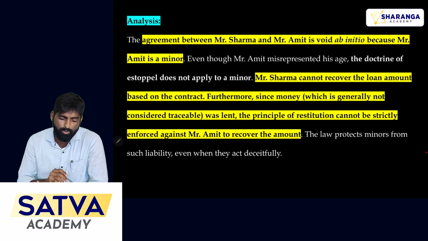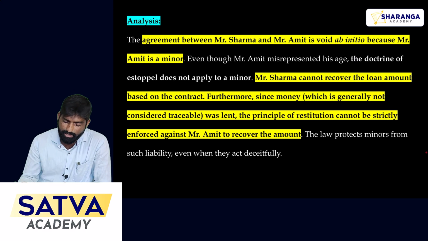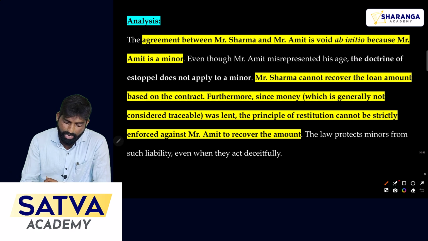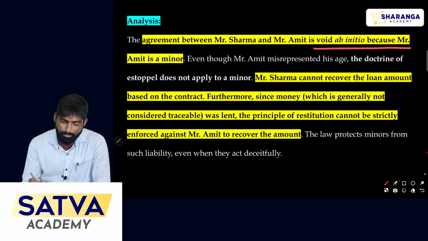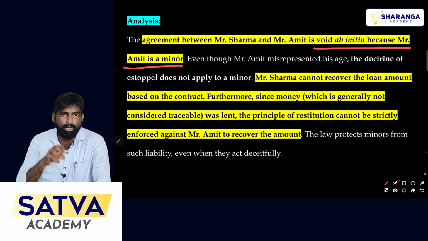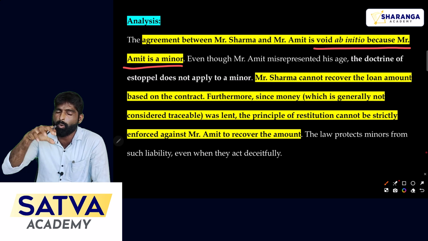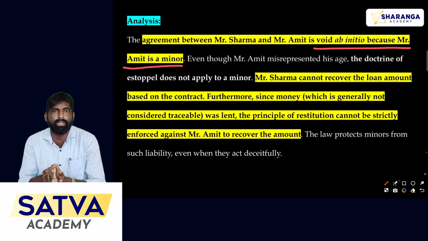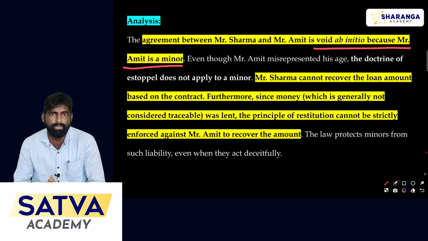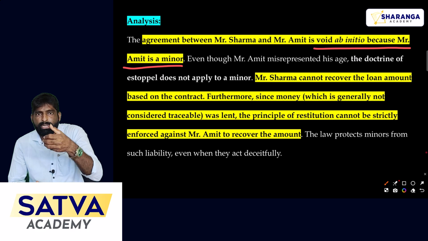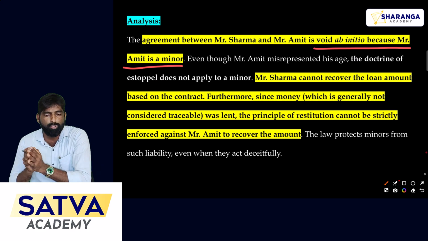Okay. Now let's make an analysis. Here the agreement between Mr. Sharma and Mr. Amit is void ab initio because of the minority of the other party, that is Amit. Here in this case Amit is a minor, so your contract is void ab initio even though the minor committed fraud. So in this case also Amit falsely represented his age as major, but believing that fact, the other party entered into a contract and gave a loan to the minor.